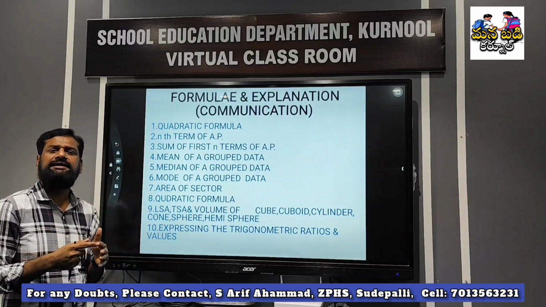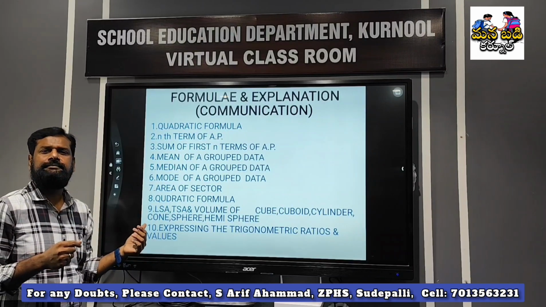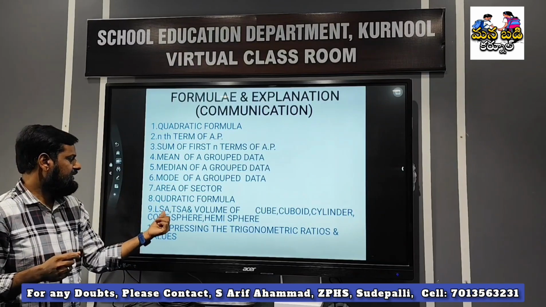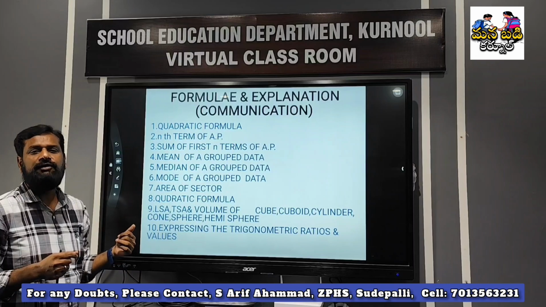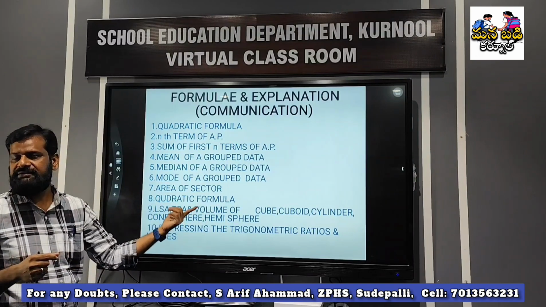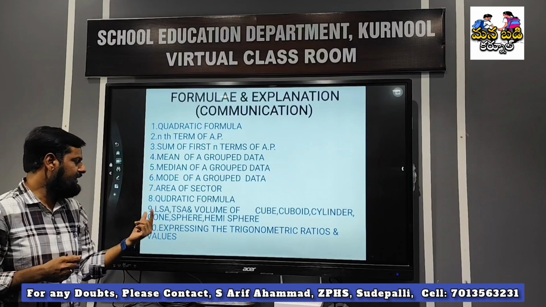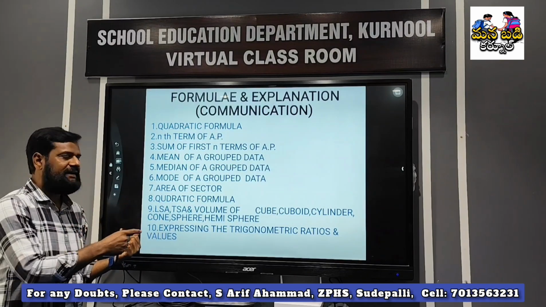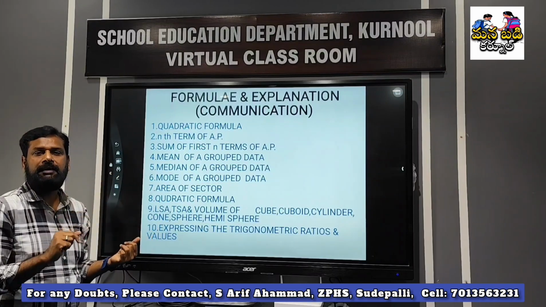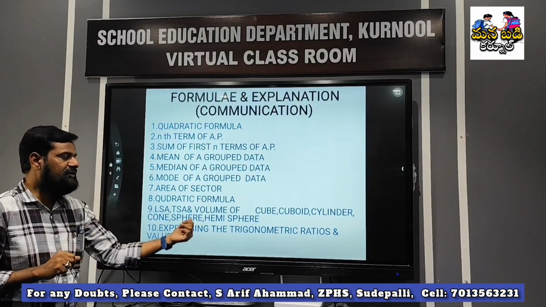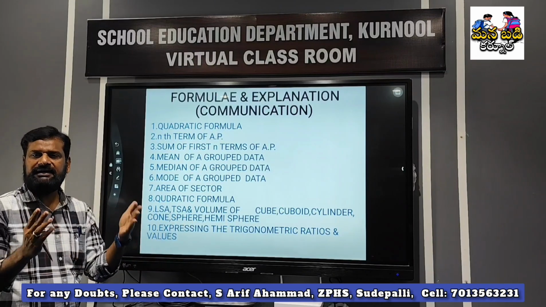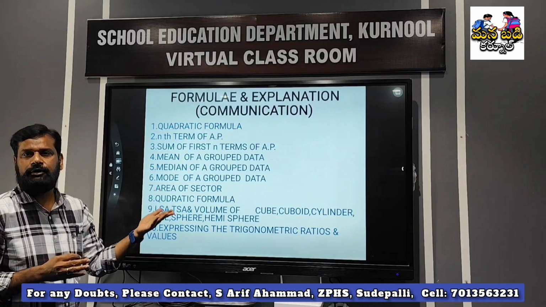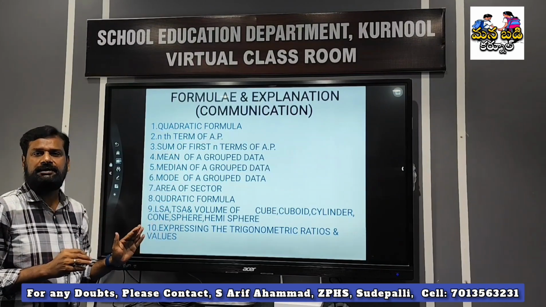Students, can you say what is the area of sector? Next, LSA, TSA and volume of these 6 combinations: cube, cuboid, cylinder, cone, sphere, hemisphere. If the students practice these tables, they will get 1 mark or 2 marks questions as you have seen, and for 4 marks also they may ask. It is not compulsory that every time only these 3 problems should come. Mean, median, mode, they can ask any formula.